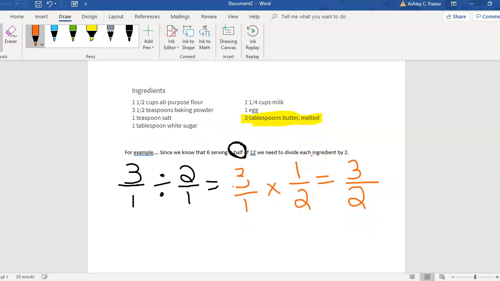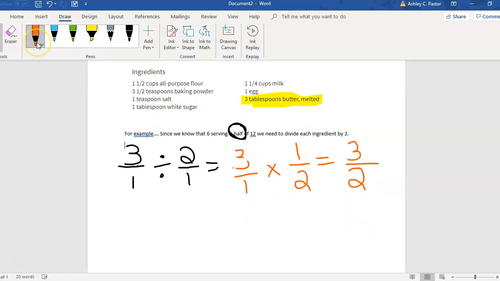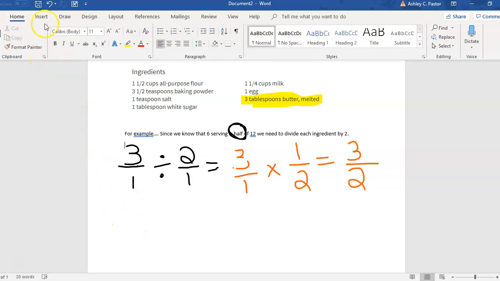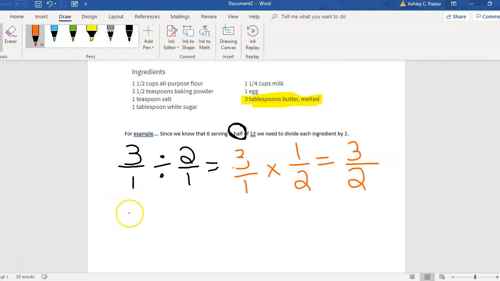Then I need to make sure that I'm specific with my answer. Just like when you put your answer into the discussion in Canvas, you're going to need to be specific. So here, I'm literally going to write in 3/2 tablespoons of butter.